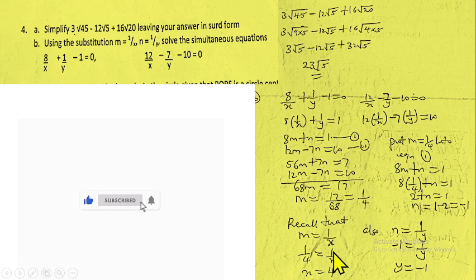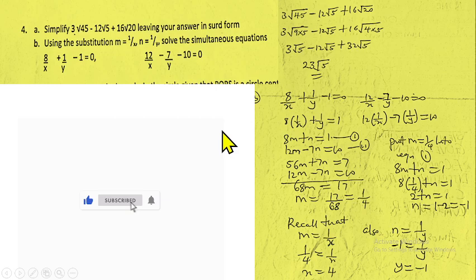Also, our n is 1 over y, and we have gotten n to be minus 1. That will be minus 1 equals 1 over y. So that means if you invert both sides, y will be minus 1. So that is the solution for question number 4 as well.